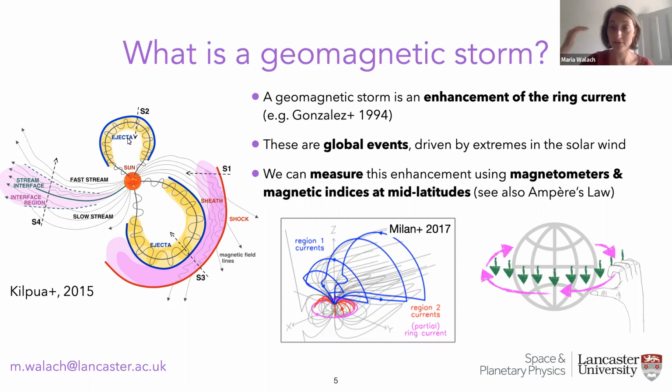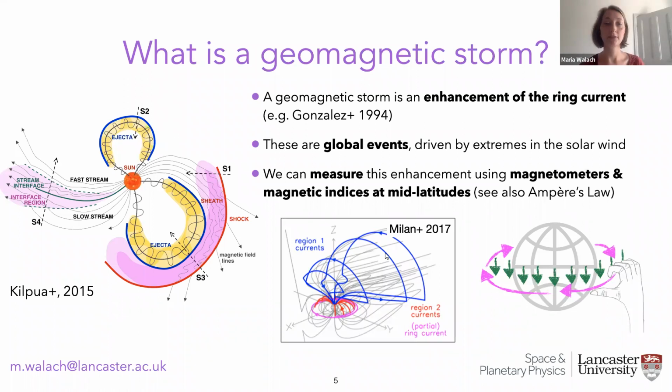As I already said very early on, this drives extremes in the Dungey cycle. So if we have a lot of southward IMF, our whole system is being perturbed. You can also get a slow stream followed by a fast stream. And if you have really fast values of solar wind, you get large values in the solar wind electric field in comparison to the Earth. And so that can also drive a lot of dynamics within the system.